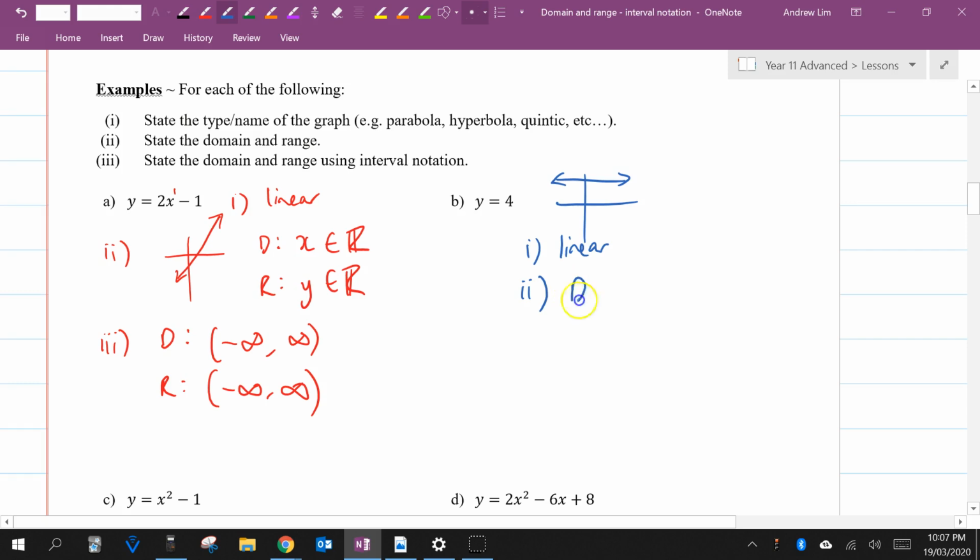Part 2, the domain. x is an element of all real numbers. And the range, however, is just y equals 4. Okay, y doesn't change at all. It's just 4.